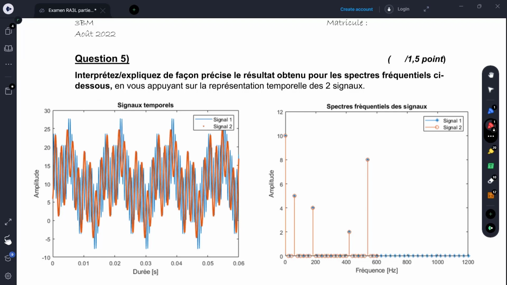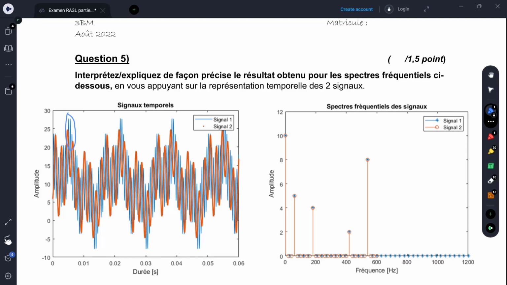Et donc pour répondre à cette question 5, la première chose à faire, ça va être d'observer les informations qu'on a à disposition. Vous voyez dans le domaine temporel qu'on a un signal bleu, le signal 1, un signal orange, le signal 2, qui ont globalement une allure assez similaire. Par contre, on voit qu'il y a des oscillations plus rapides au niveau du signal 1, c'est particulièrement visible dans cette zone-ci, alors que le signal 2 oscille plus lentement. Donc on peut se douter qu'a priori, il y a du contenu fréquentiel à plus haute fréquence, il y a des sinusoïdes qui oscillent à plus haute fréquence dans le signal 1 par rapport au signal 2.